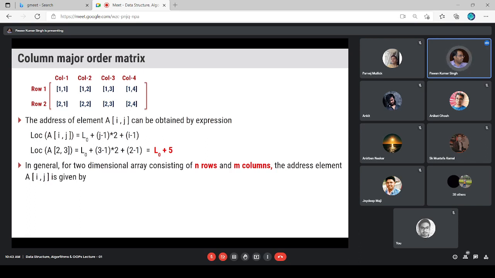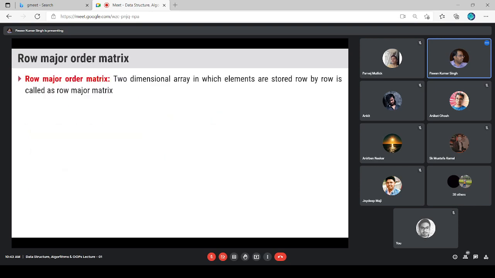In general, for a two-dimensional array consisting of n rows and m columns, the address of element Aij is given by the formula. This is the general formula. Location of Aij equals L0 plus j minus 1 into n plus I minus 1.